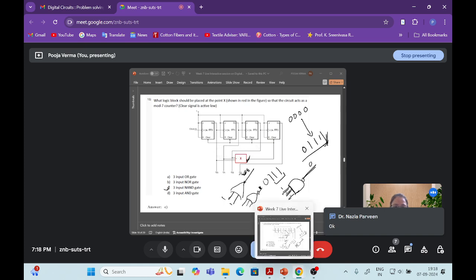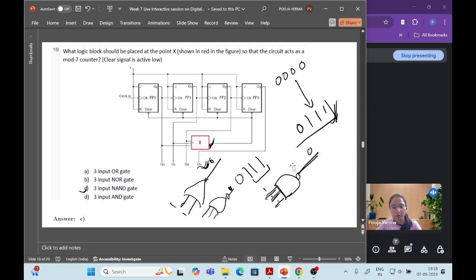You can go through the options in this type of question, and see which is the best suitable. Already here it is given a mod 7 counter, so that means we need to count from 000 to 110. Now we need to check at which gate it will produce 0 output, so that every flip-flop will be cleared. After that it will again start from 000 and count up, and again it will clear, so it will act as a mod 7 counter.